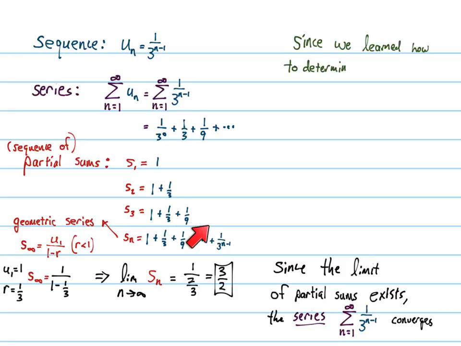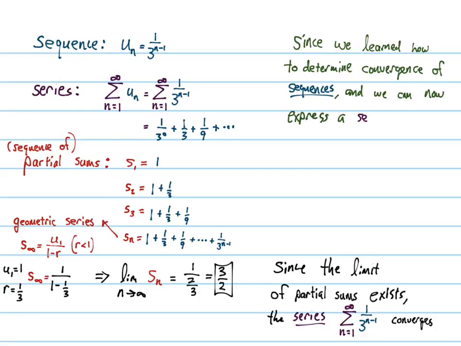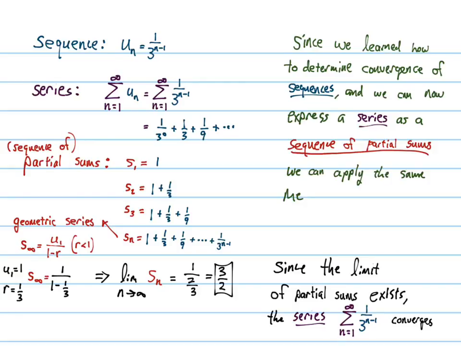There again, I was a little bit skimpy with my language here, but basically I recognized this as a geometric series in and of itself, and geometric series can be summed to infinity using this formula, so I skipped ahead. Rather than taking the limit, I just evaluated using our summation formula. Anyway, since we learned how to determine convergence on sequences, and now we can express a series as a sequence of partial sums, then we can apply what we learned about sequence convergence to series convergence.